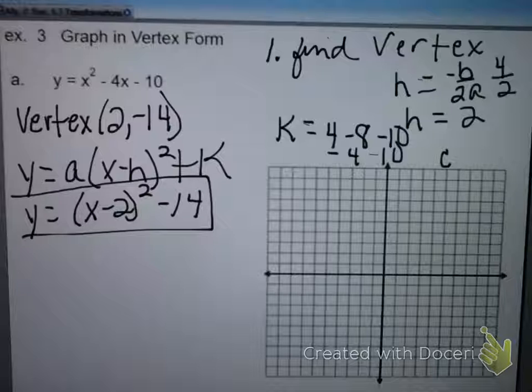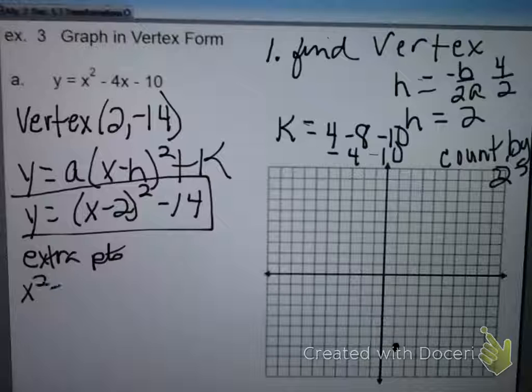Okay, now I'm going to have to plot the vertex. And because negative 14 is off my graph, I am going to count by 2's. So I'm going to plot my vertex. Now I'm going to use stuff that I've learned in the past. I can try to find my x-intercepts. To find your x-intercept, you put the function equal to 0. It does not factor.